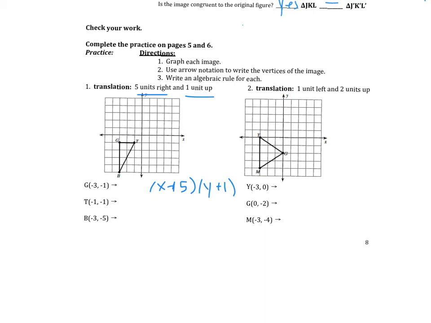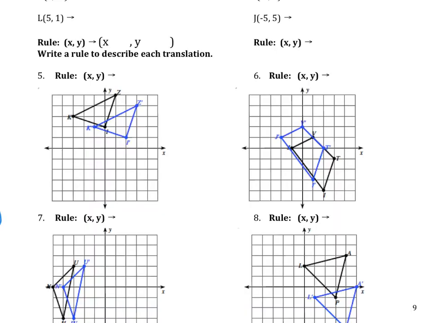For translation, the second problem, you're moving 1 unit to the left. Anytime I move to the left, I'm subtracting, and if I'm moving up, that means I am adding. And you're going to use these rules to help you map the new image onto the grid. We're looking at the next types of translations. We're trying to figure out what's happening to each of our coordinates.